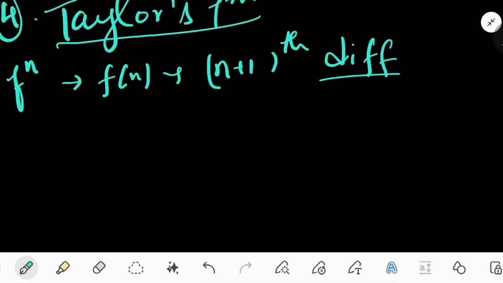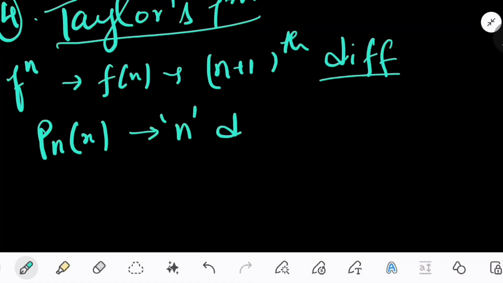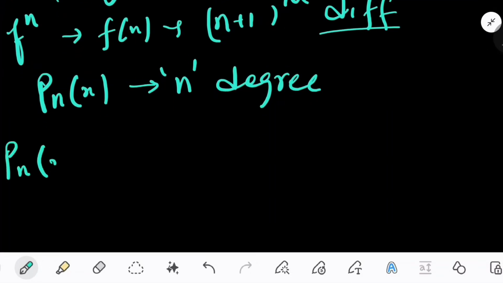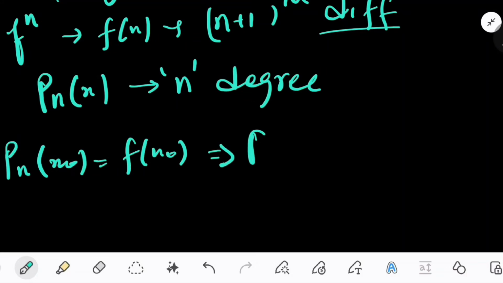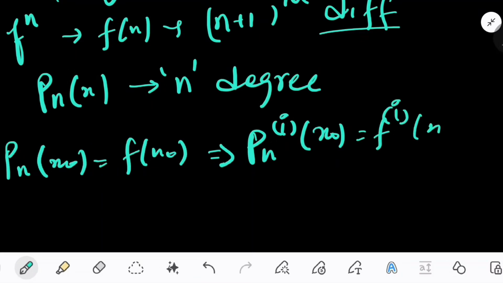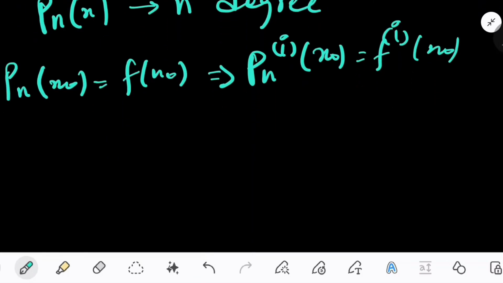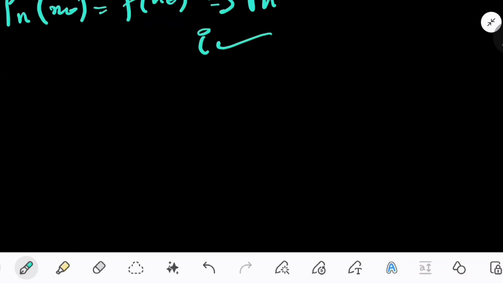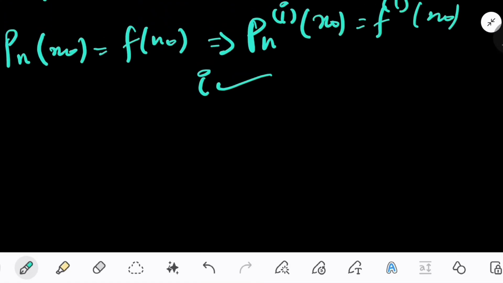And now you will define a polynomial Pn of x, right? And it will be of nth degree, obviously. And you have defined it such that Pn of x naught is equal to f at x naught, and the ith derivative of Pn at x naught is equal to the ith derivative of f at x naught, right? This is the case where i can be any value. So you are basically defining it like that, x naught is some value, right?